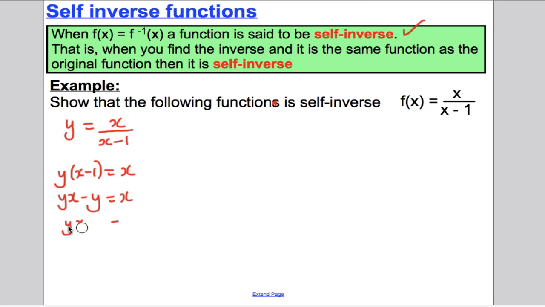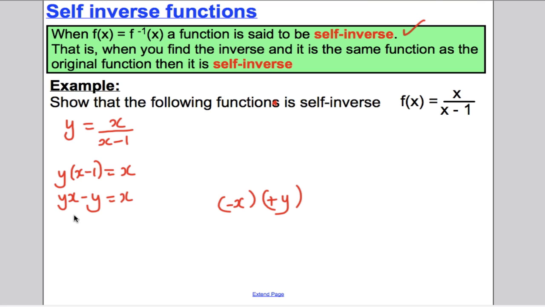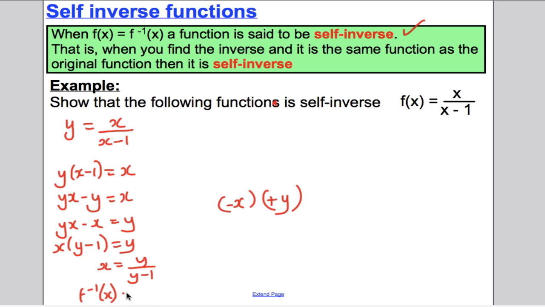Sorry, at this stage we're trying to collect all the x's together, so what we would do is subtract x from both sides and add y to both sides, so that would give us yx minus x is equal to y. Then we would factorize, so we get x, y minus 1 equals y, and x is equal to y over y minus 1. Finally, we would just write that in proper f to the minus 1 of x notation, and that would be x over x minus 1, and we have shown that the inverse function is the same as the original function, and so it is self-inverse.